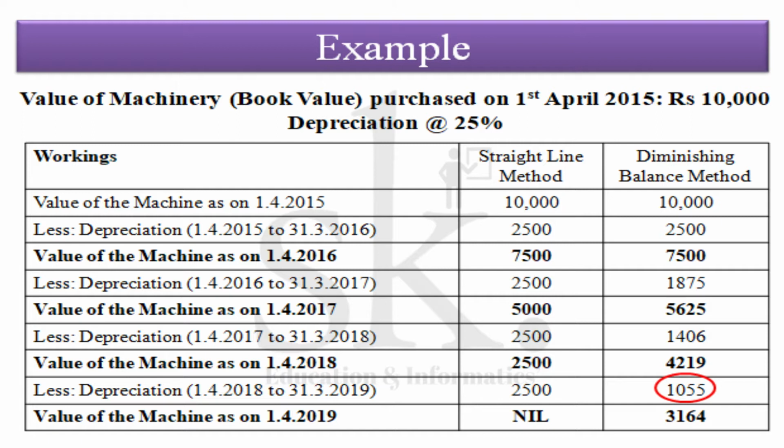Therefore, we see that in the straight line method, the amount of depreciation remains the same, whereas in the diminishing balance method, the depreciation amount for every year has to be calculated on the WDV, or the written down value. Let's understand the difference between the straight line method and the diminishing balance method.